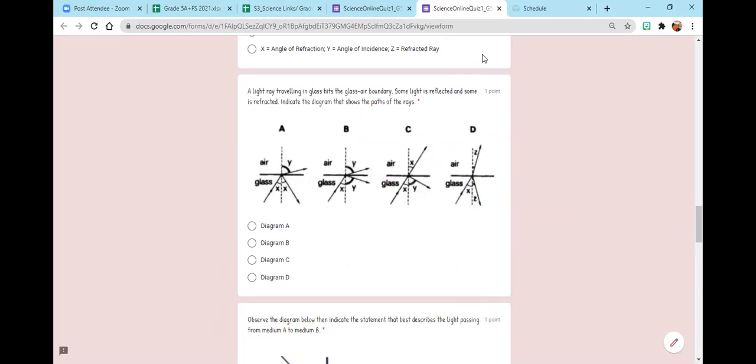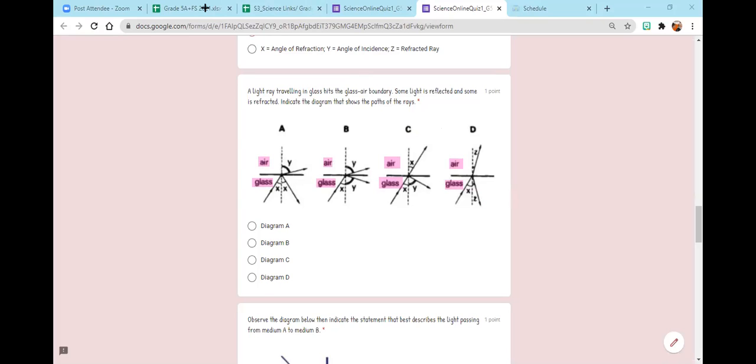A light ray traveling in glass hits the glass air boundary. So the light ray is passing from the glass to the air. Which one of the diagrams is correct? The light ray is moving from the glass to the air, from the glass to the air. Which one is correct? And a part of the light is reflected. A second part is refracted.